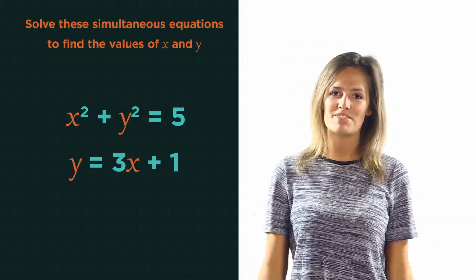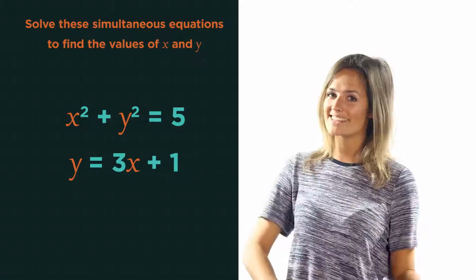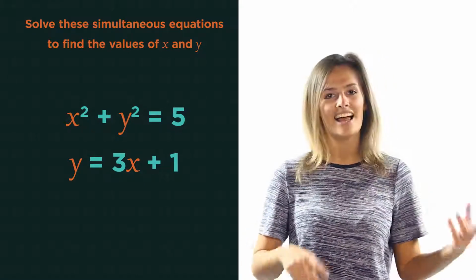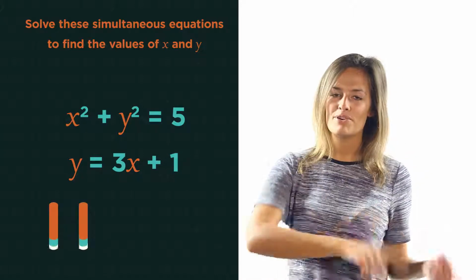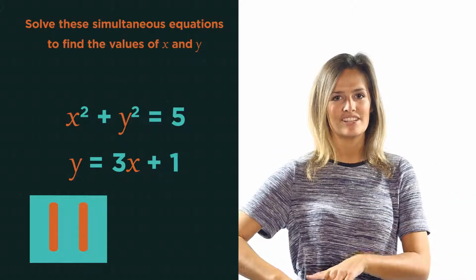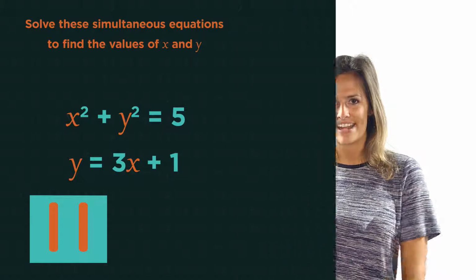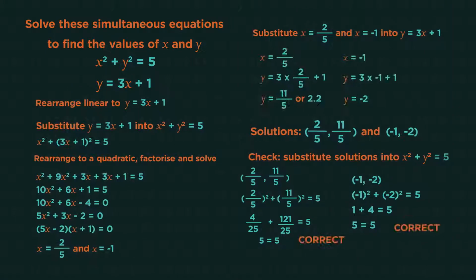So here's one final one for you to do. This time, it's a circle and a linear equation, but it's the exact same process. Pause the video, find both solutions, and click play when you're ready. Did you get 2 fifths, 11 fifths, and -1, -2?